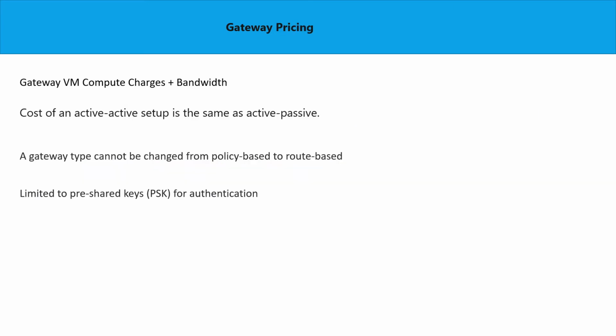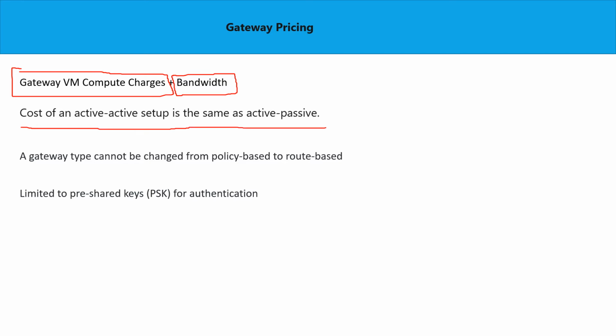Let's talk about the pricing. The gateway is going to have a provisioning of 2 VMs. So there are going to be charges for your compute and charges for the bandwidth, how much data is being transferred. So there's some pricing for that bandwidth as well. Cost for active setup is the same as active passive. A gateway type cannot be changed from policy based to route based, so you need to delete and reprovision it. The only authentication possible as of now is the pre-shared key.